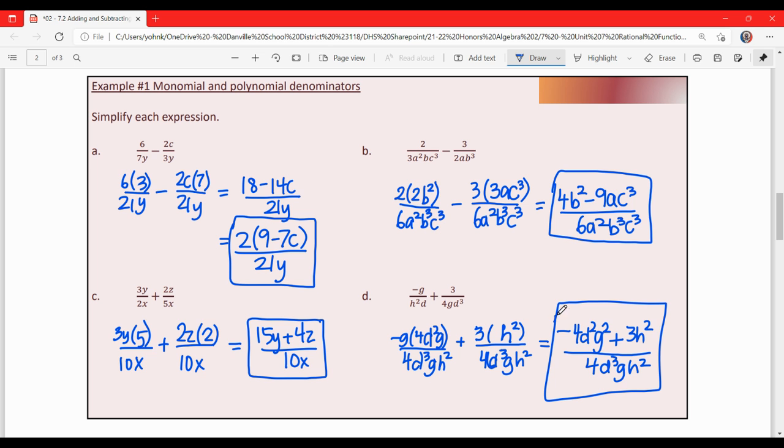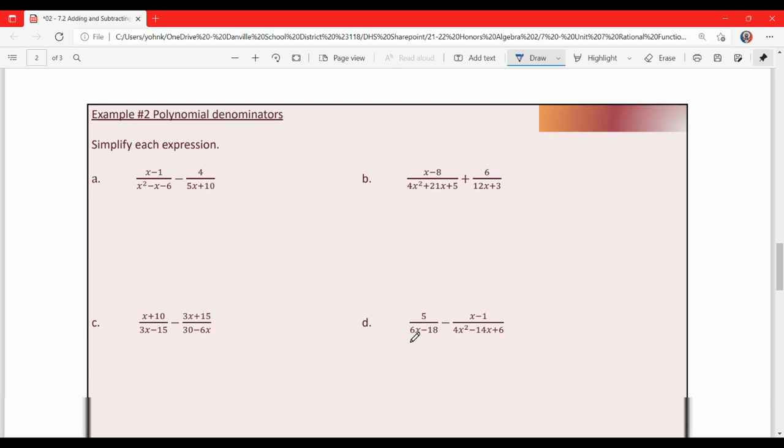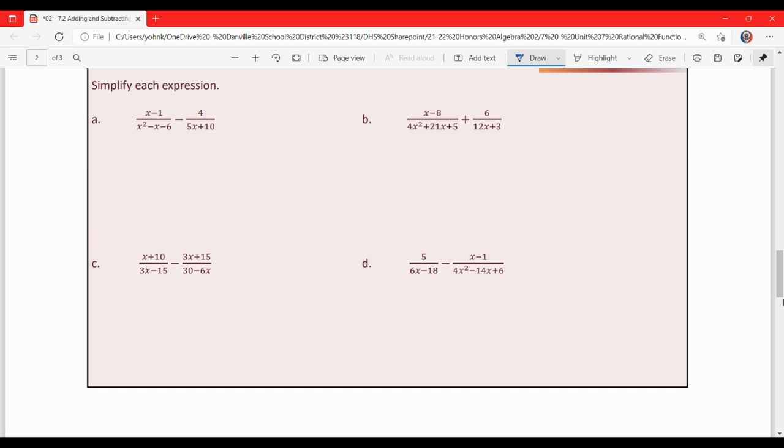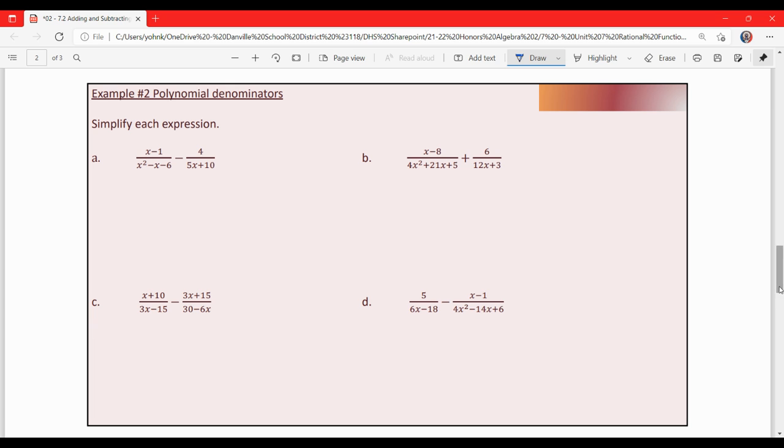All right, so that is when you just have monomials. Let's see what happens when you have polynomials. So I'm going to simplify. Now, before I do anything, I need to factor. Always, always, always factor. So if I factor on the left, two numbers that add to give me negative 1 and multiply to give me negative 6 are negative 3 and positive 2.